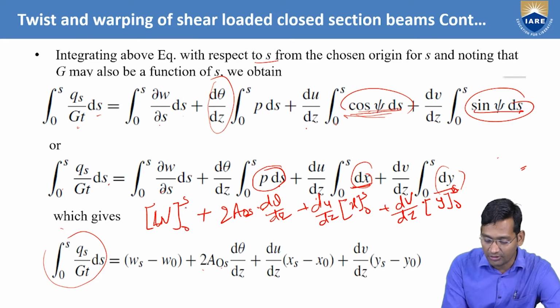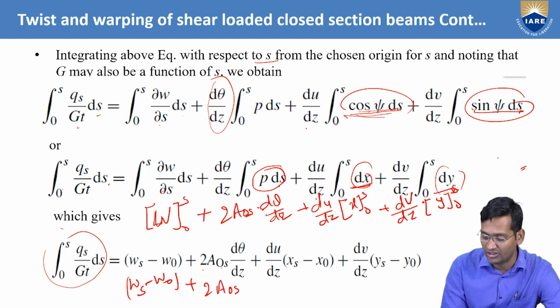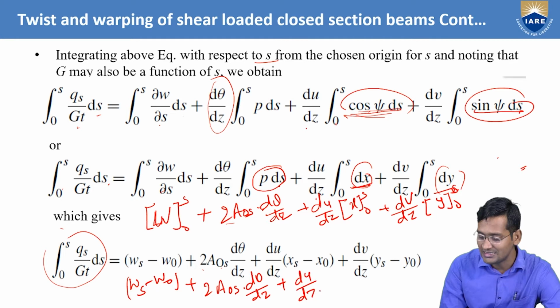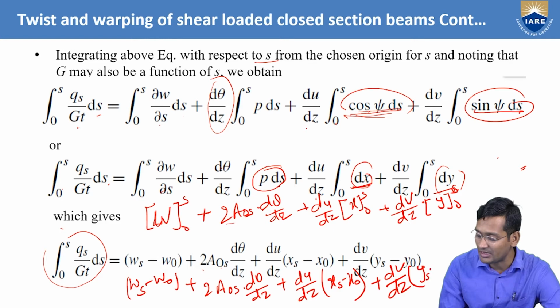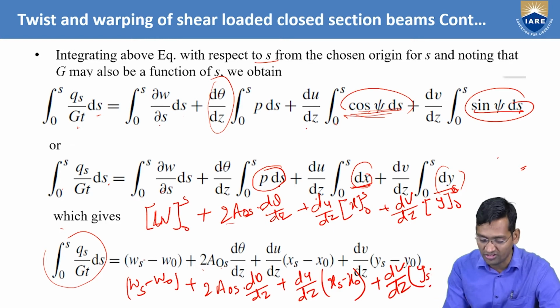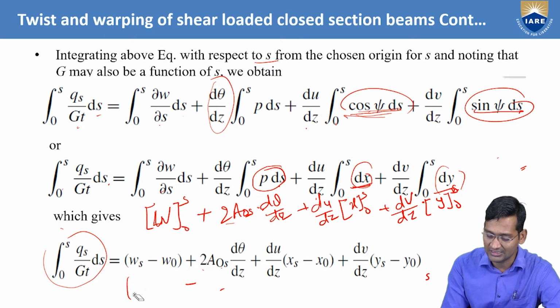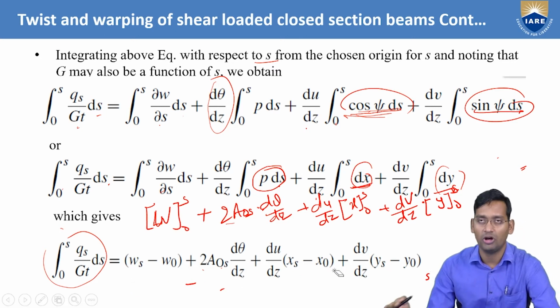So after putting the limit here, what will we get? ws minus w0, from this part, plus this 2A_0s, that is 0 to s, into d theta by dz for this term. Next, plus du by dz into xs minus x0, and plus dv by dz into ys minus y0. So this will be the equation. Just see, this is the equation we got after substituting.